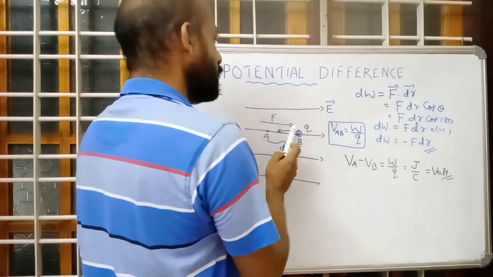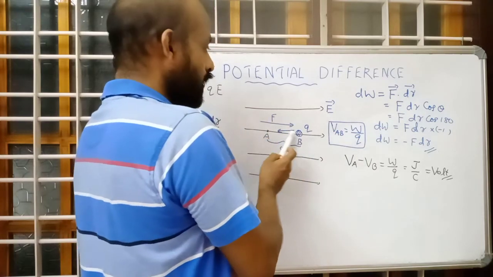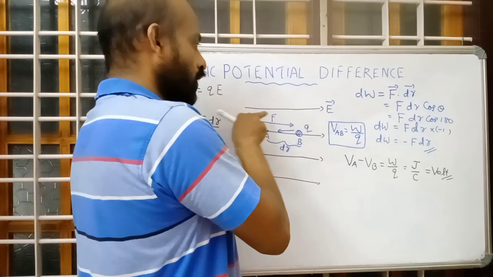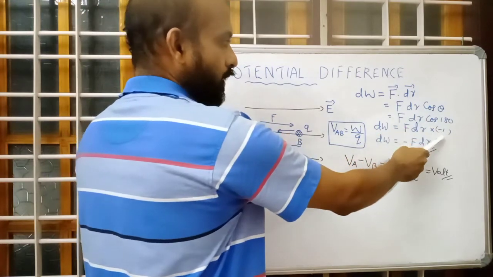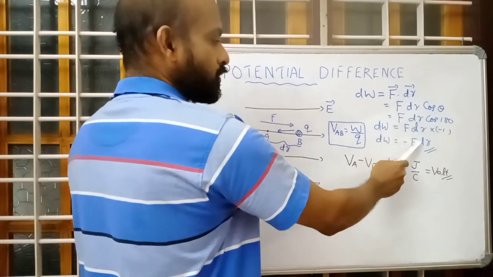F in this direction, dr in this direction. Displacement is leftward and force is rightward, due to the electric intensity, the electric field. Cos 180 means minus 1. So you have got dW is equal to minus F into dr.